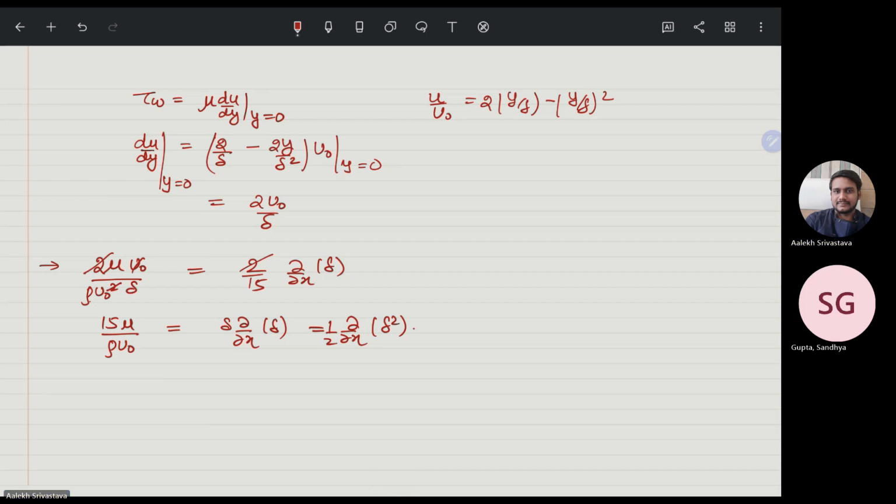Now if you integrate the right hand side, 15 mu by rho u0 into dx, del x is equal to, or 15 by 2, or it is 30. I think it will be 30. It is 30. That is equal to del of delta square.